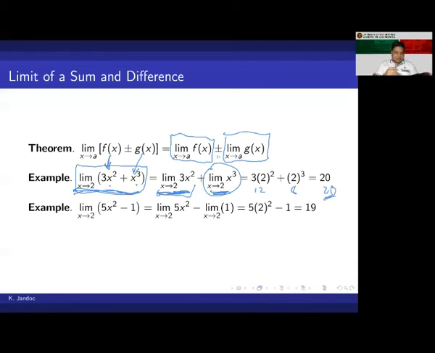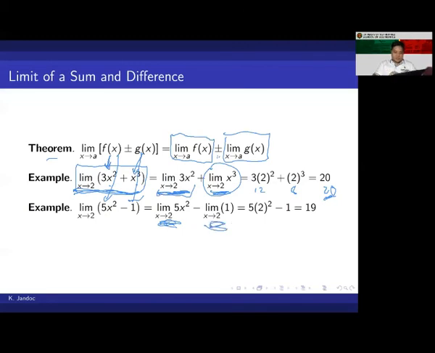Okay. And so this other example, you can think of this one as your f of x, and your g of x is a constant, which is equal to 1. So what you can do, according to this theorem, is you can get the limit of f of x first, this 5x squared, as x approaches 2, and then you can subtract the limit of the constant 1 as x approaches 2.